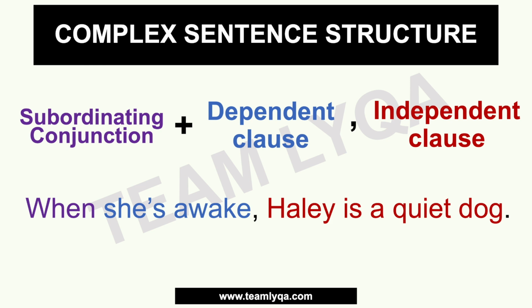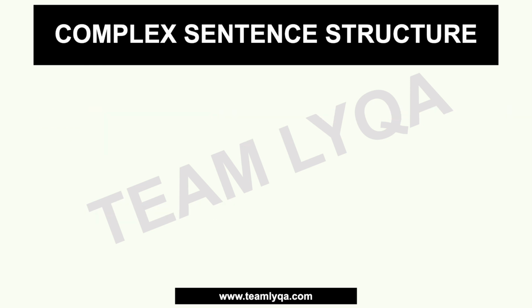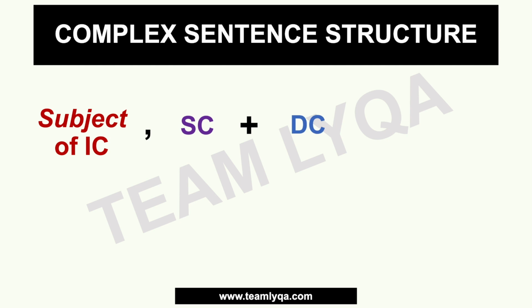May cases din na nasa gitna ang dependent clause. Let me show you. Ganito ang magiging itsura niya. We have the subject of the independent clause. Lalagyan natin ng comma. Isisingit natin yung subordinating conjunction which is part of the dependent clause. Lalagyan ng isa pang comma. Tapos yung predicate na ng independent clause. Now, let me show you what it looks like, no?